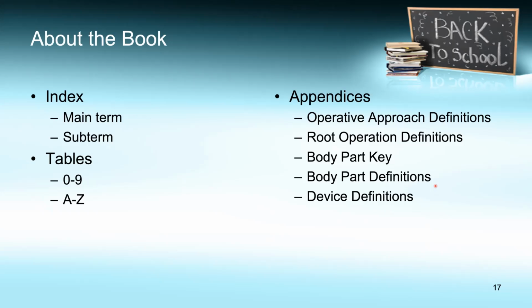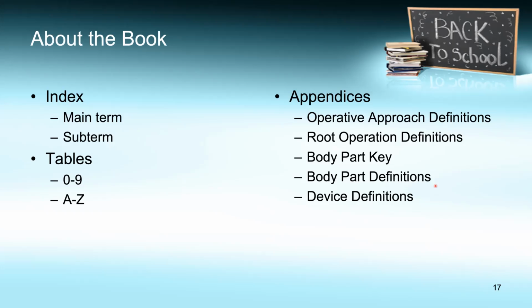You're going to use your root operations as your main terms. You're going to further define it by a subterm that will direct you to the appropriate table to use. And then you go to the table to actually build your PCS code. So you're going to build it by assigning character values to all 7 characters.